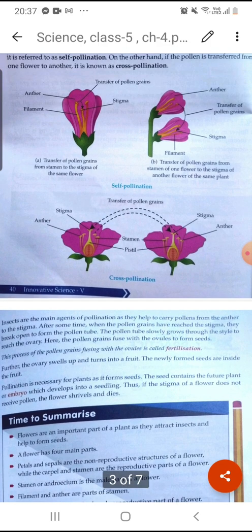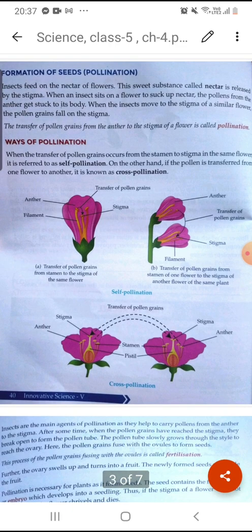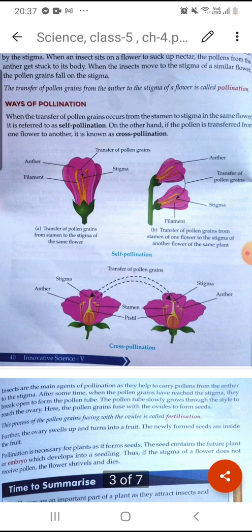So you have to learn self pollination and cross pollination, what pollination is, how the pollen tube forms, what the function of the seeds is, what fertilization is, and along with that the diagram of cross pollination. The diagram of self pollination you don't need, but the second diagram, that of cross pollination, you have to practice.